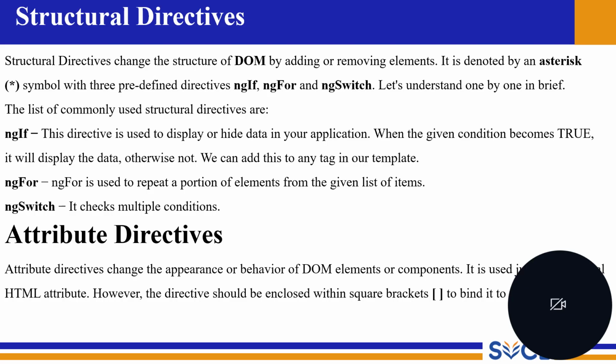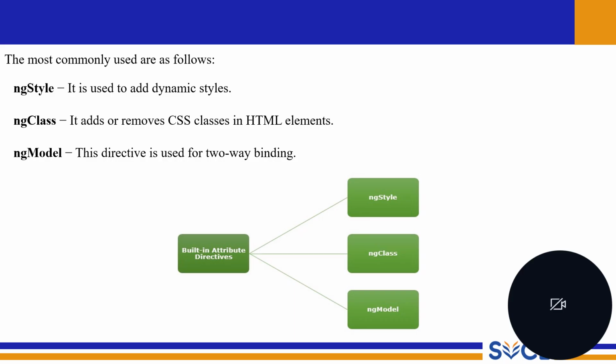Then attribute directives. Attribute directives change the appearance or behavior of the DOM elements or the component. So it is very useful in the HTML attribute. However, the directive should be enclosed within square brackets to bind into the elements. The most commonly used are as follows: ngStyle, ngClass, and ngModel. ngStyle is used to add dynamic styles, ngClass adds or removes cascading style sheet classes in HTML elements, and ngModel is mainly used for two-way binding.